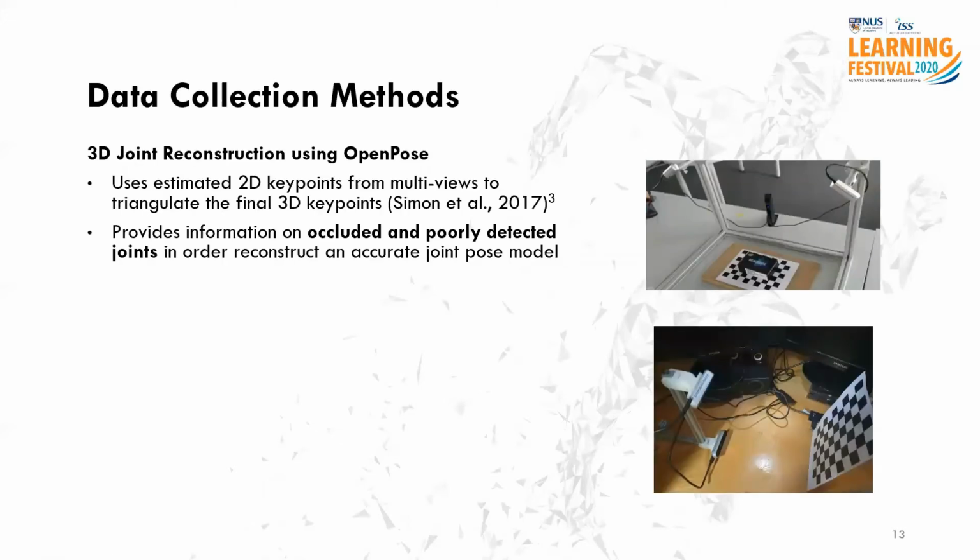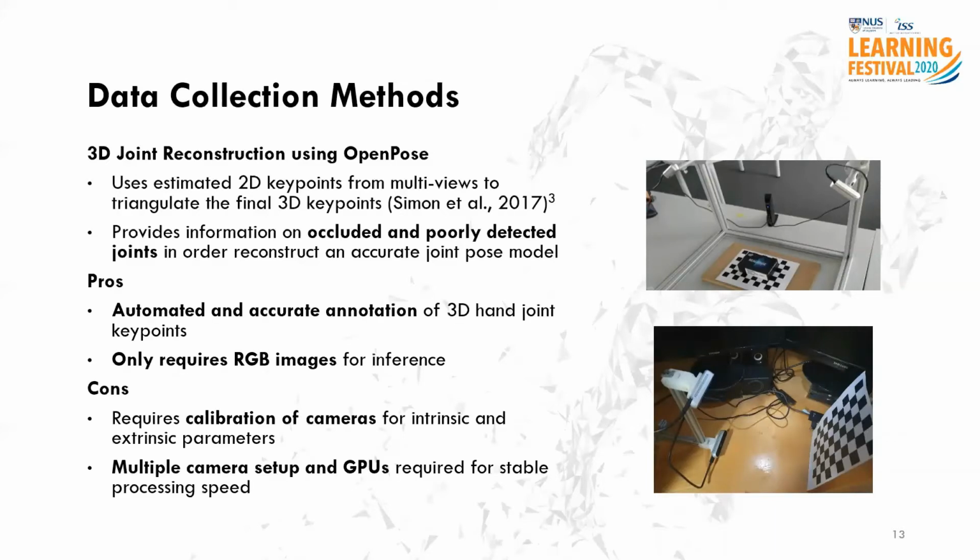For this method, it uses 2D key points from multiple viewpoints in order to triangulate the final 3D key points. So some of the advantages of this method are that it's able to provide information on occluded positions and also to reinforce poorly detected joints in order to provide an accurate 3D annotation set. In addition, it also requires only RGB images, which can be obtained using multiple low-cost web cameras, for example.